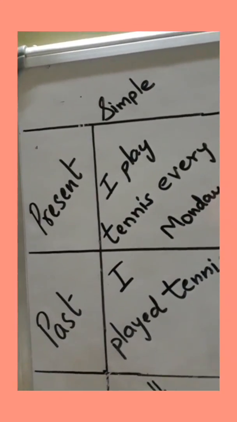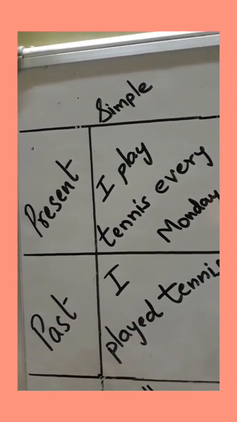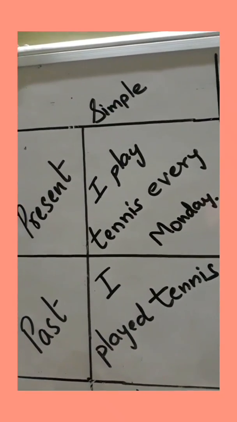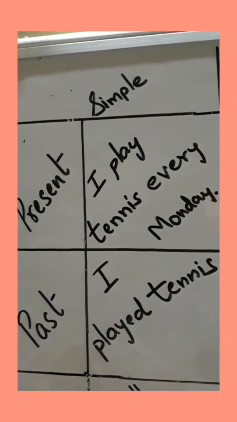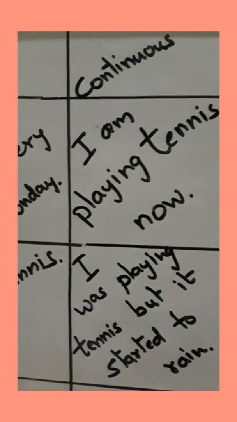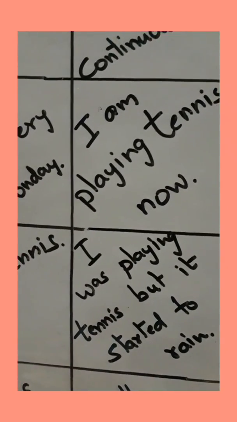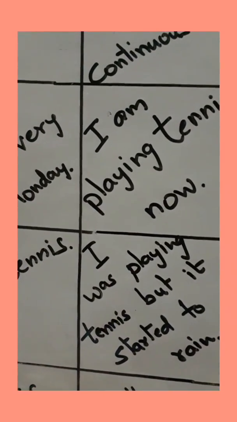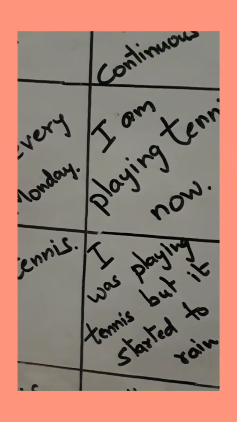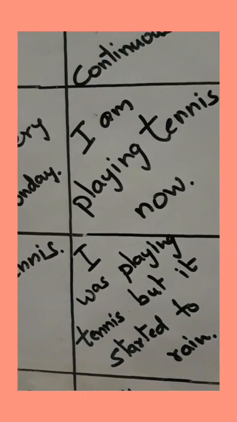Let us now see the same with the simple past. I played tennis. Here it shows that an action has ended and it is now referring to the past. Past continuous, I was playing tennis but it started to rain. Here we see an action that was happening when another action happened.